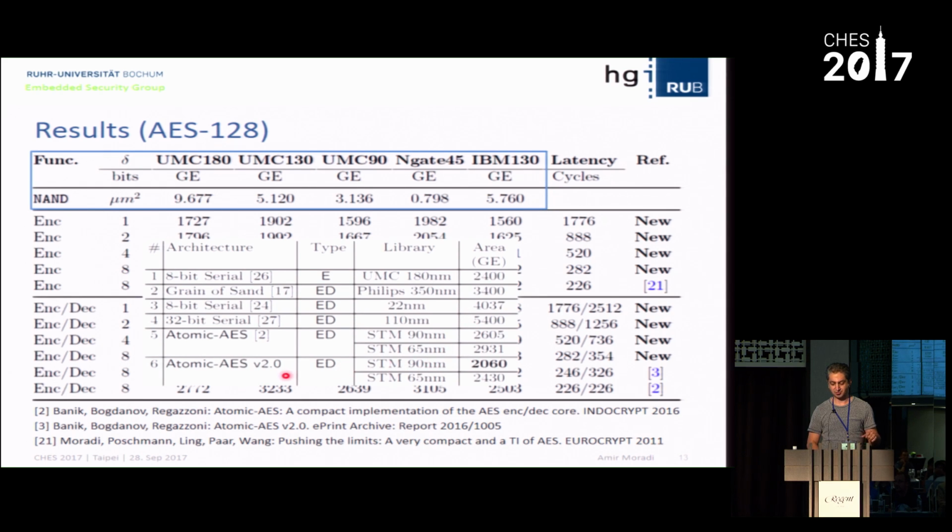Because you can see here the atomic AES version 2, the same design, just synthesized by STMicroelectronics 90 nanometer or 65 nanometer, you gain 400 gate equivalents.